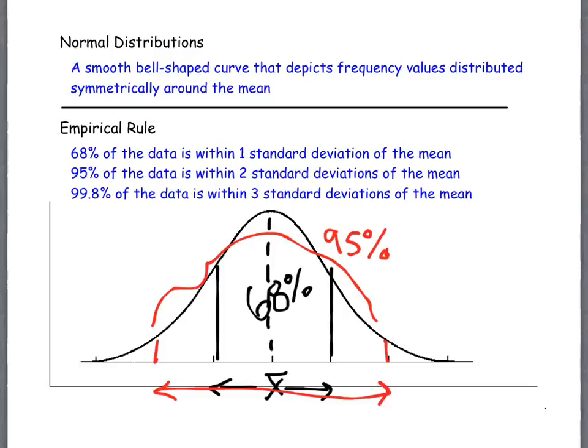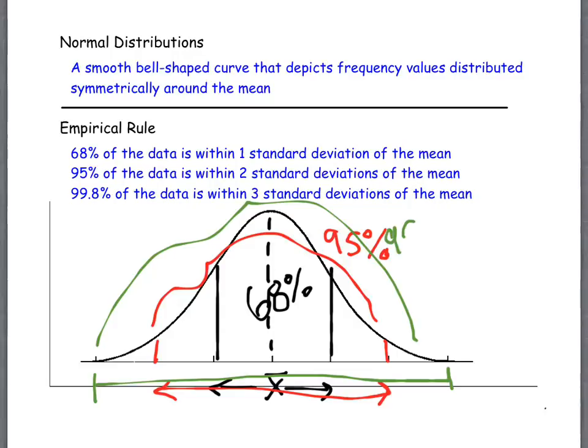Okay? And then if we go out 1 more standard deviation, so we went out 3 standard deviations in each direction, we would have 99.8% of the data values. Virtually 100, right? Pretty much everybody. So we have pretty much all of the data values if we went all the way to the left and all the way to the right. 99.8% of the values. Okay, so far so good?